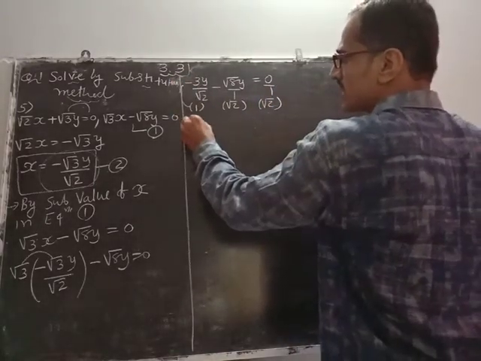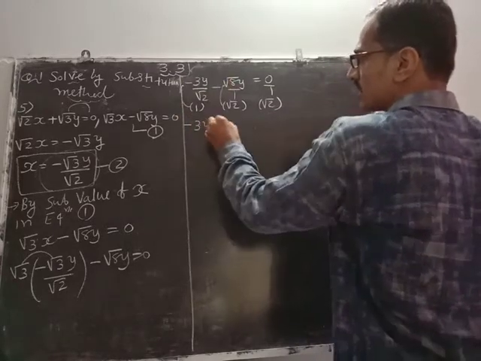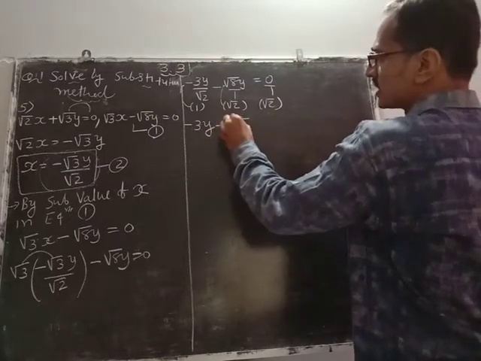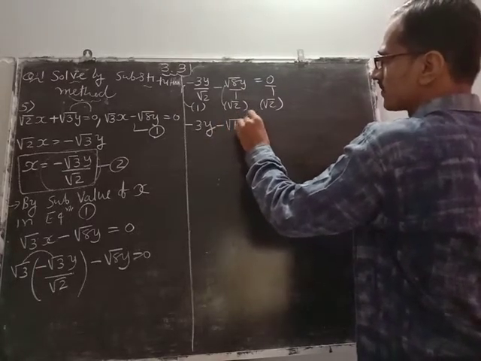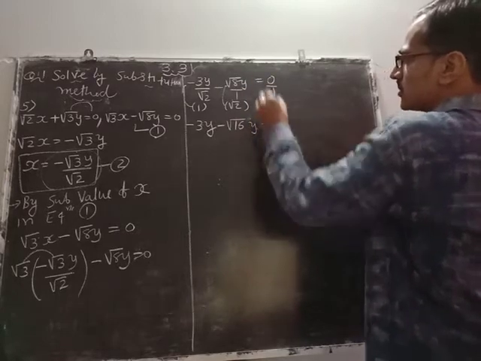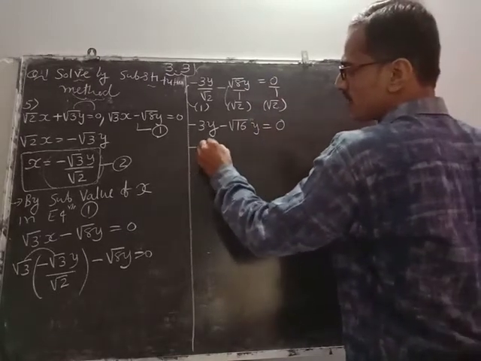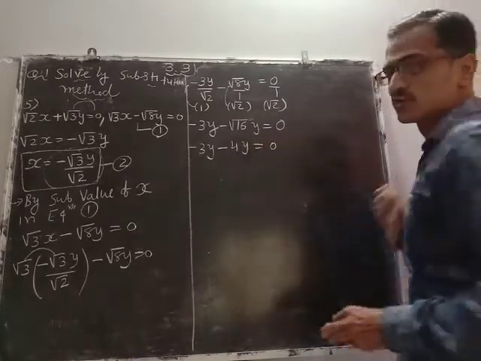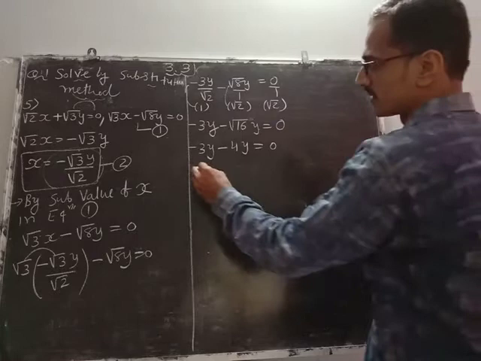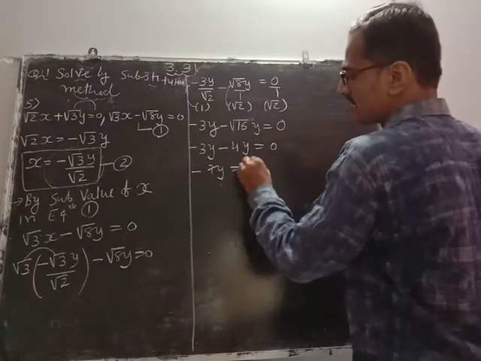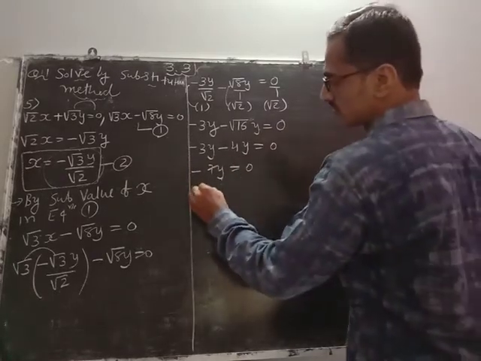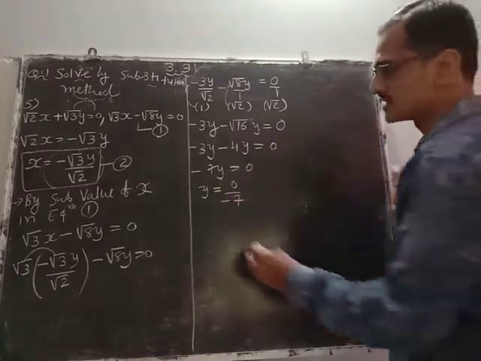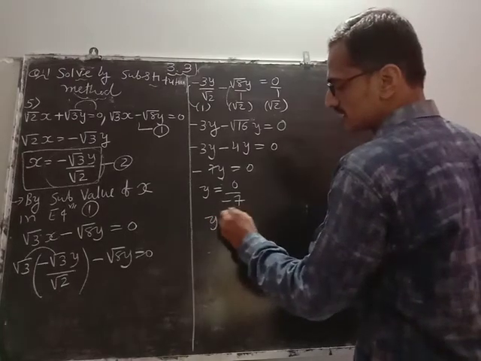So 1 into minus 3y, minus root 2 into root 8, multiply, 2 8s are 16, root 16, y, root 2 zeros are 0. So we have minus 3y minus square root of 16, 4y equals to 0, minus minus plus, minus 7y equals to 0, shift minus 7 down. We'll get y equal to 0 by minus 7. If I divide 0 by any number, I will get 0.